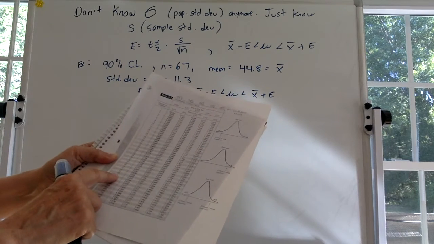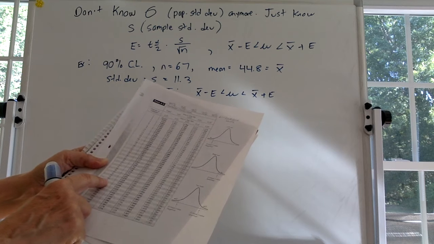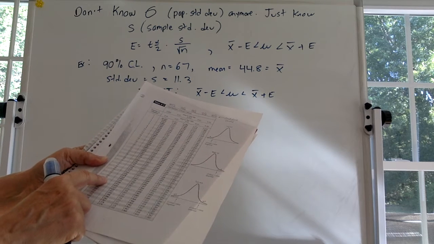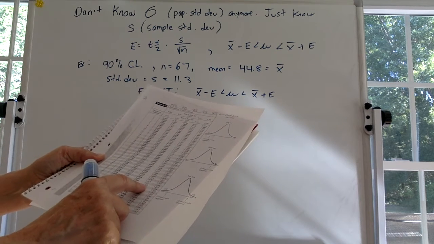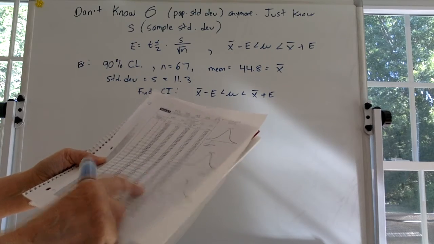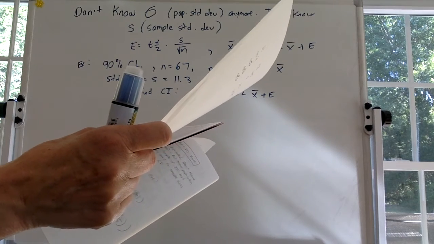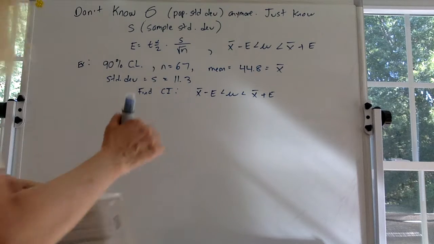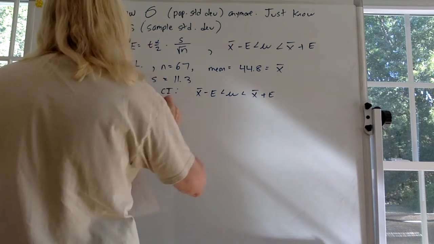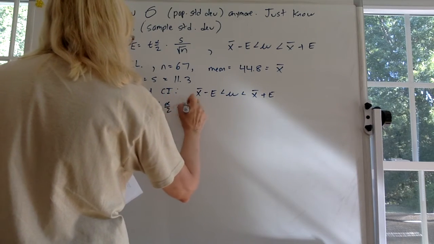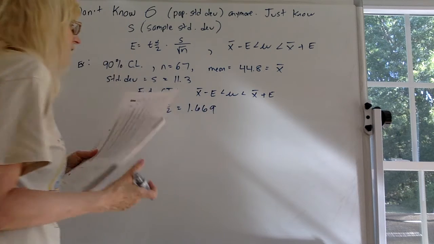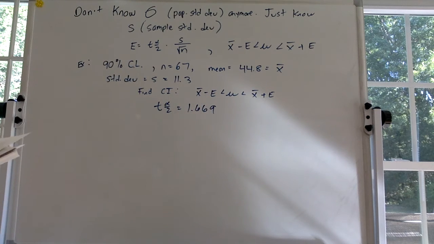So what should I do? I'm going to use the closest thing. I'm going to use a 65. So you go to the row that says 65, and you go to the column that has 90% at the top. And I think you get 1.669 from the table. So your T alpha over 2 equals 1.669. Okay? That's the hardest thing for the problem, I think.